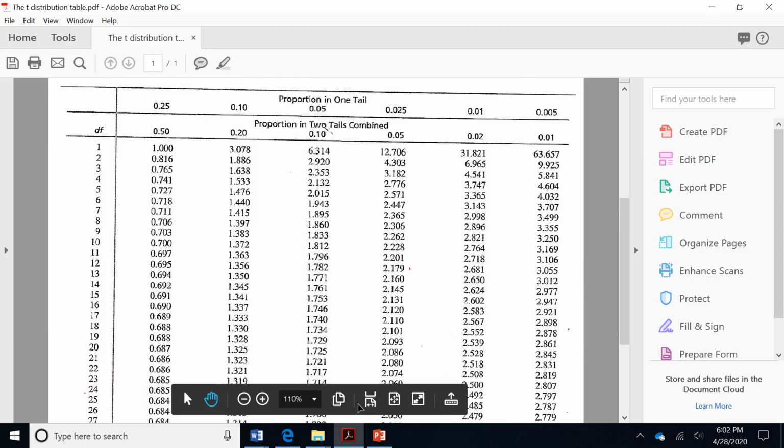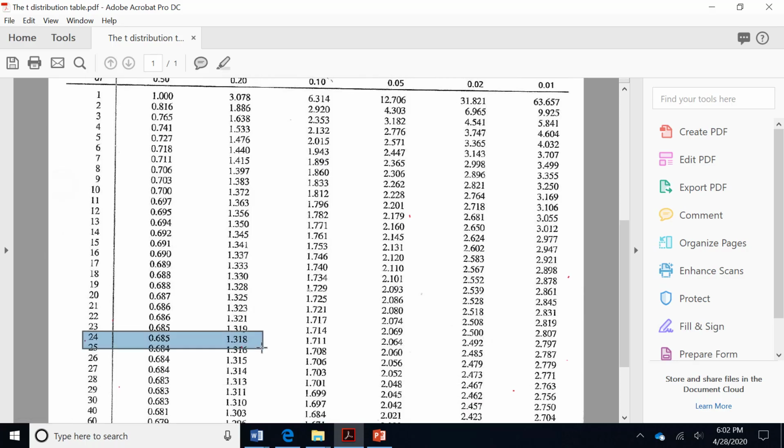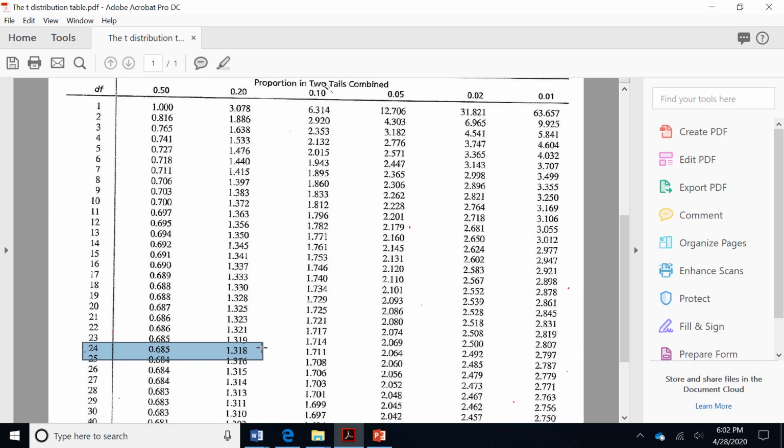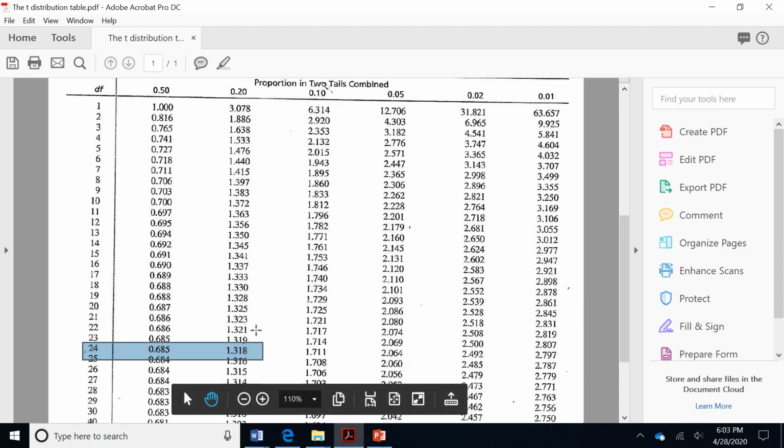So here we are at our table. We have the proportions in one tail, 0.1. We go down to our degrees of freedom, which was 24. And the value that we want is 1.318. Now, if you were doing a two-tailed test, the value would be different, correct? Here for two-tailed, it'd be 1.711.